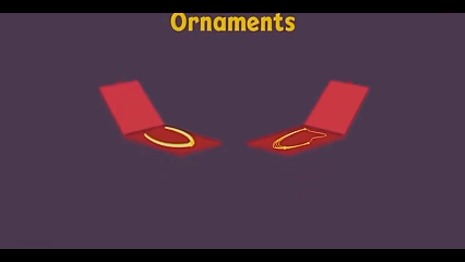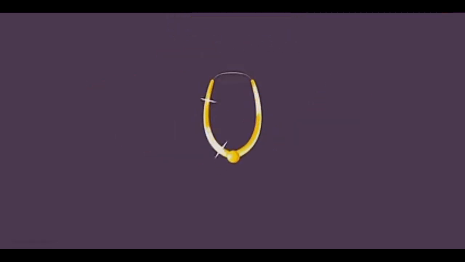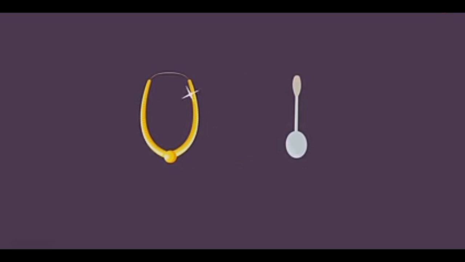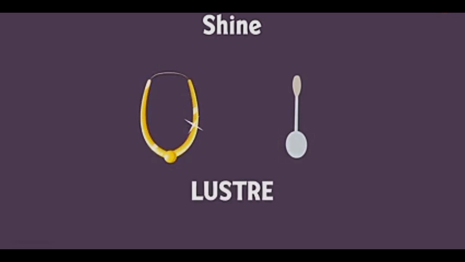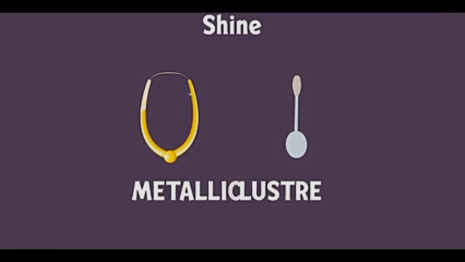Let us take, for example, the ornaments. What do you have to say about them? You will observe that most of them are made up of gold or silver. Let us look at them closely. Do they have a shiny surface? Or the aluminium utensil in the kitchen, does it shine? Of course, both gold and aluminium have a certain shine. Do you know what this shine is called? It is called luster. As both gold and aluminium are metals, it is known as metallic luster.